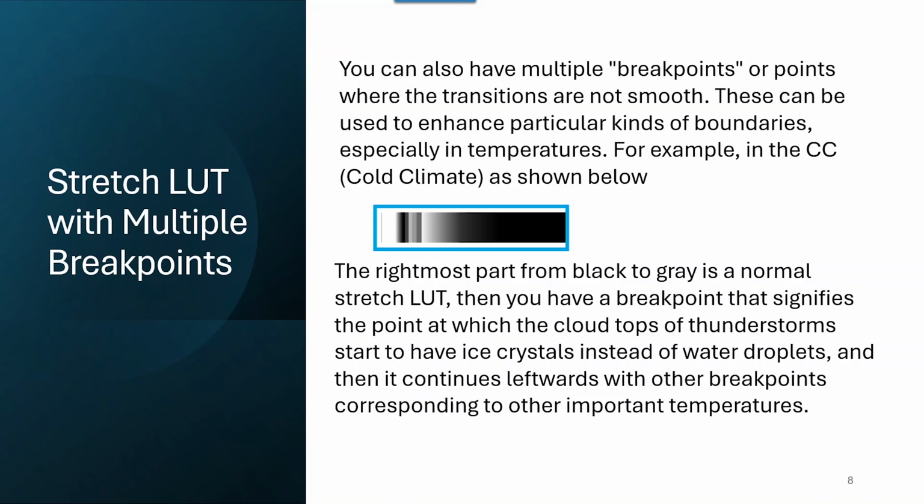The rightmost part from black to gray is a normal stretch LUT. Then you have a breakpoint that signifies the point at which the cloud tops of thunderstorms start to have ice crystals instead of water droplets. And then it continues leftwards from other breakpoints corresponding to other important temperatures.